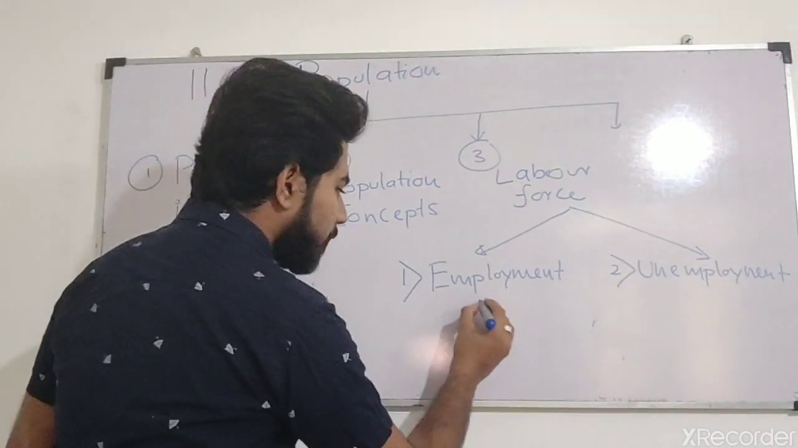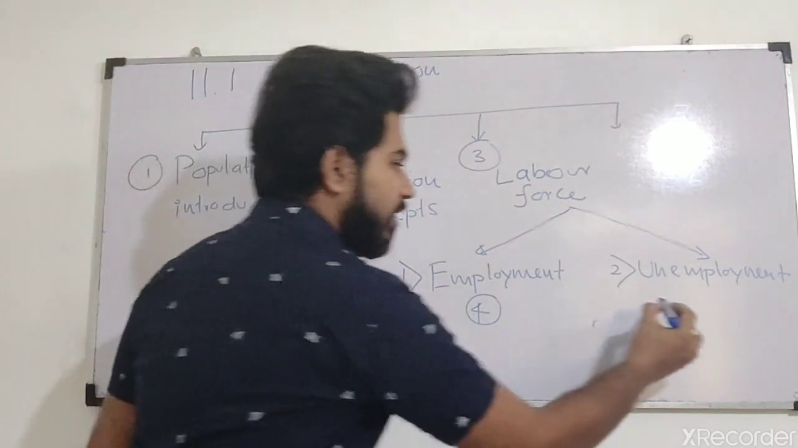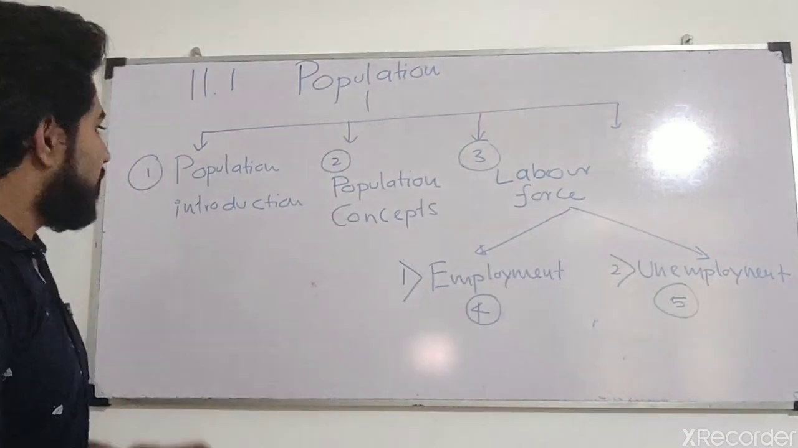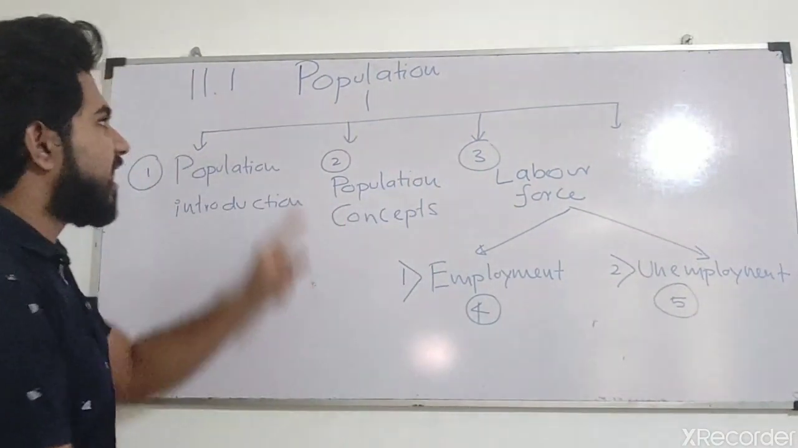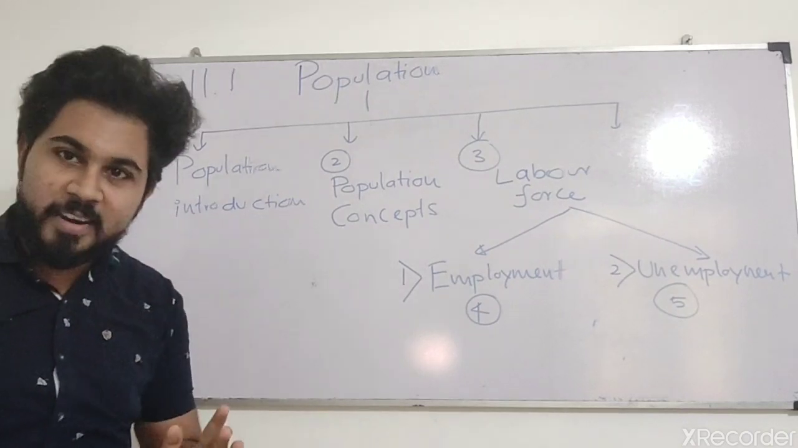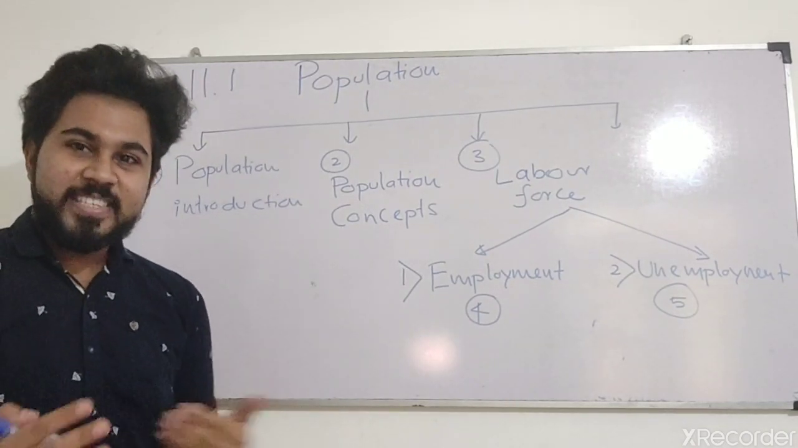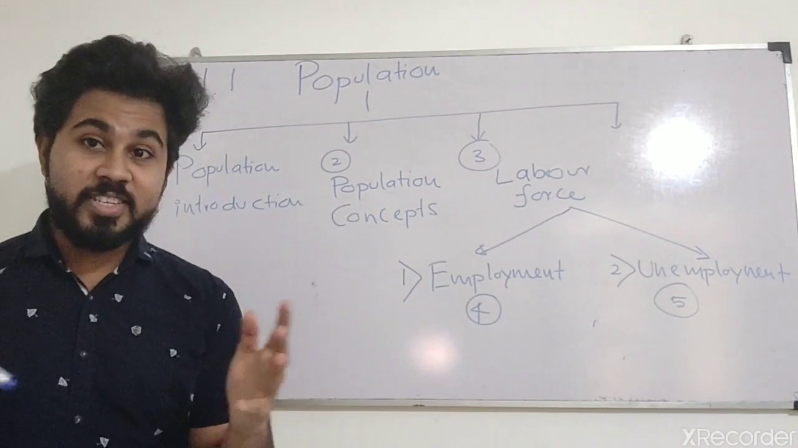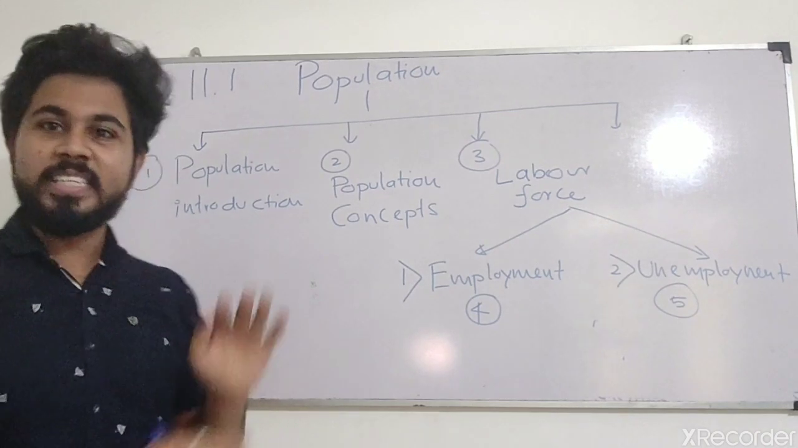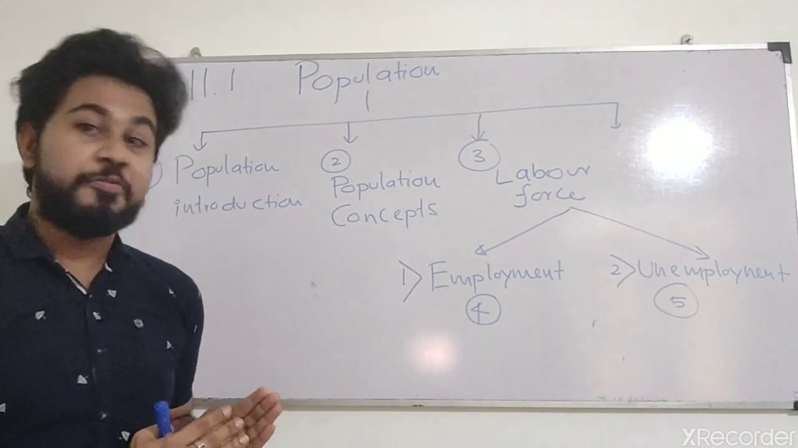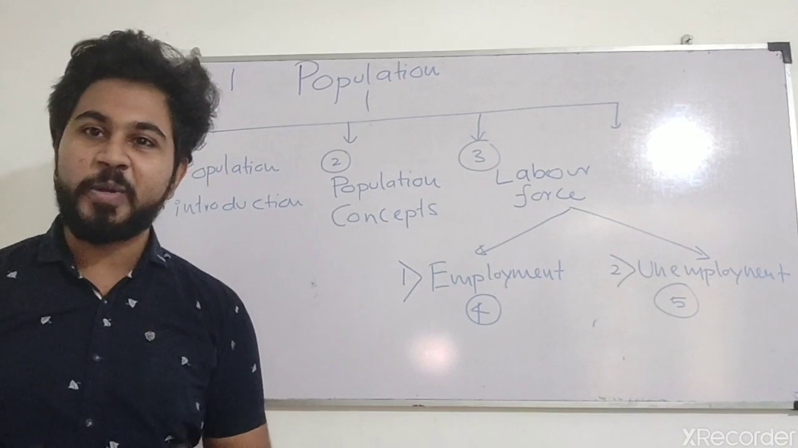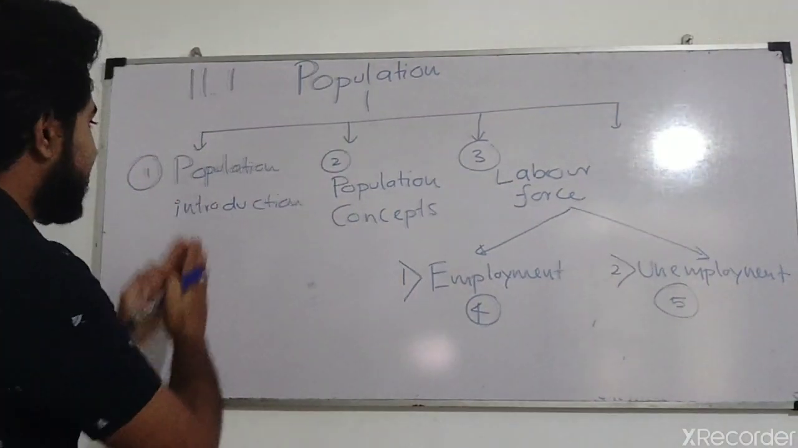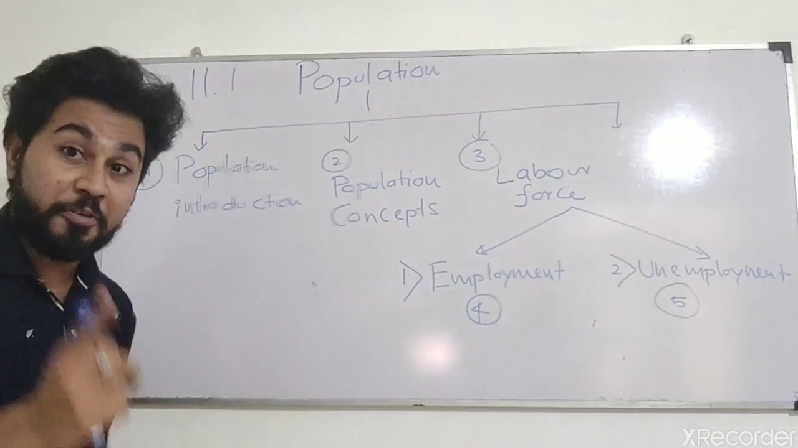So this is the fourth part that we have to discuss, and this is the fifth part. When we finish all these five parts, that's the end of 11.1, the population part. So in A-level, the 11th lesson, the lesson before the last lesson, consists of 3 parts only. This is the first part, and we are willing to finish it within the month of May. So let's come to the first part, population introduction.